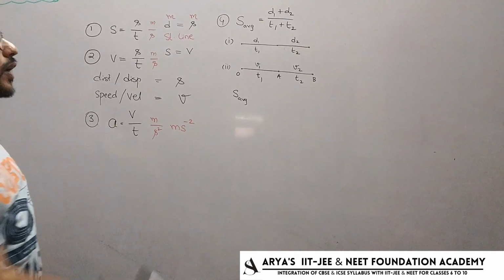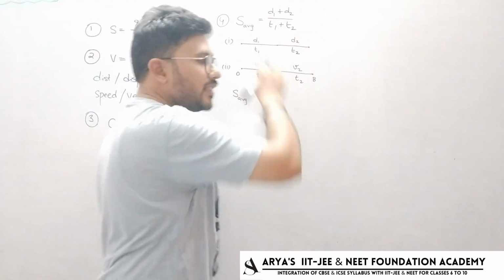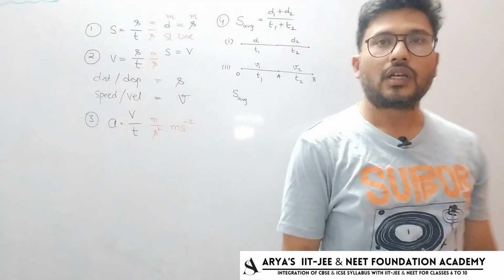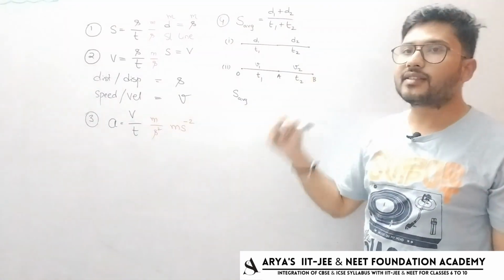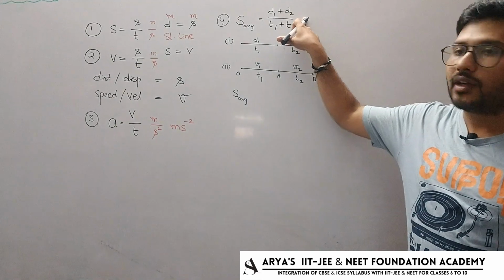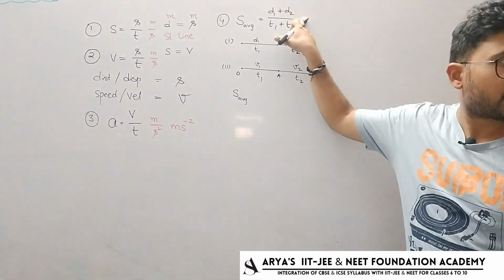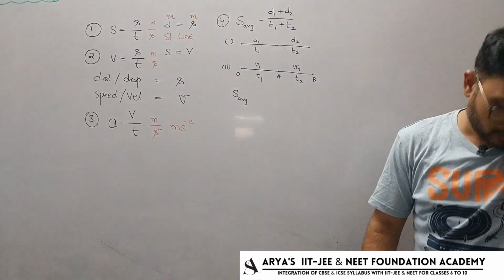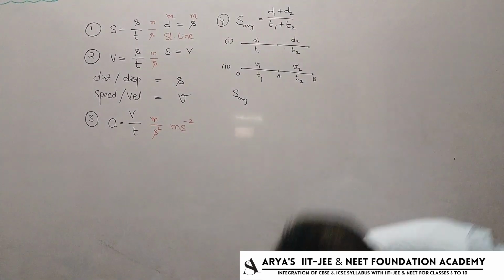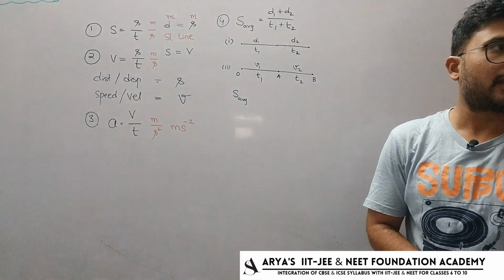Why V1 plus V2? What is average speed formula? Total distance by total time. But here they didn't give distances now. You should not change formula, right? How we can change? Are you getting the concept?